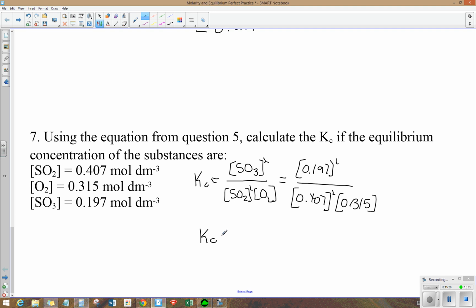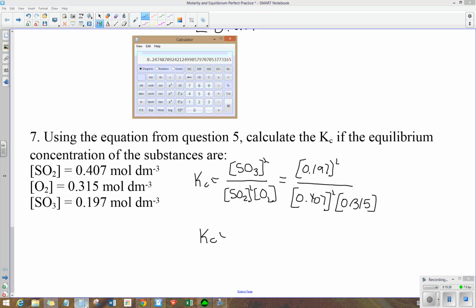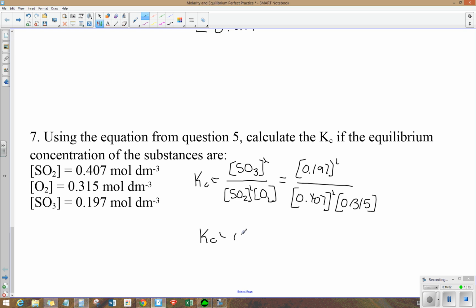So Kc equals, going back to our calculator, 0.197, and we want that squared, divided by, open parentheses, 0.407 squared, close parentheses, divided by 0.315 equals, so our final answer here is 0.743, followed by the 7, so we're going to round that up to 0.744. So the final answer here is 0.744.